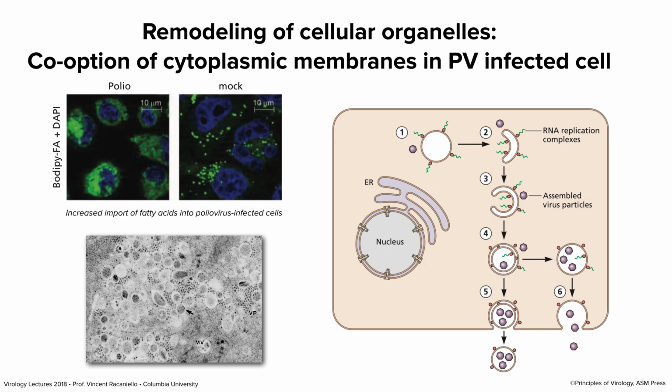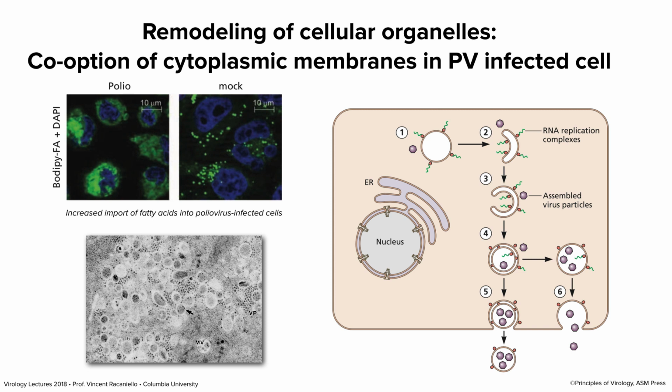All right. Now just a couple of examples of one last effect of virus infection on the host cell. This is remodeling. Virus infection remodels many different parts of the cell, including the nucleus, membranes, cytoplasm. But I want to look at two examples of cytoplasmic remodeling. And this one we've seen before. This is co-option of cytoplasmic membranes in the polio-infected cell.